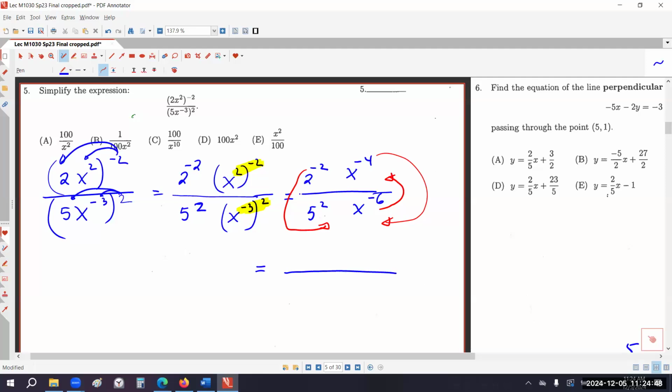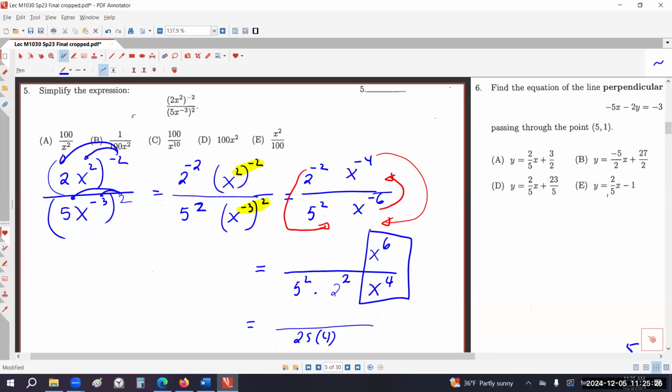So from the numerator, x to the negative 2 goes on the bottom and becomes x to the positive 2. Then x to the negative 4 goes on the bottom, becomes x to the positive 4. On the denominator, 5 squared stays, and x to the negative 6 needs to go up. So we have 25 times 4.